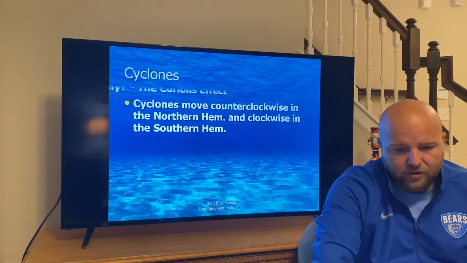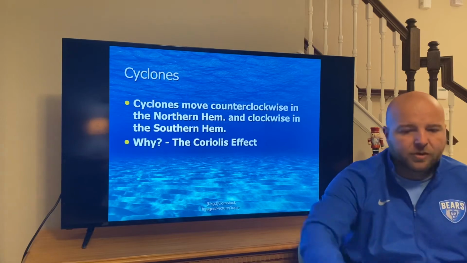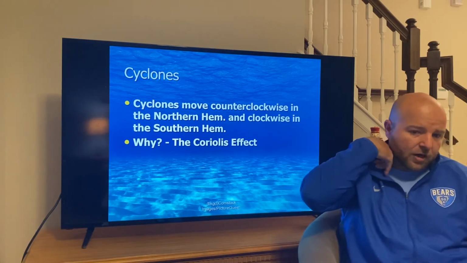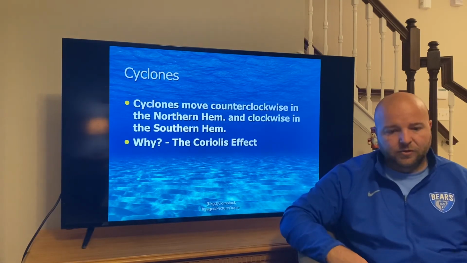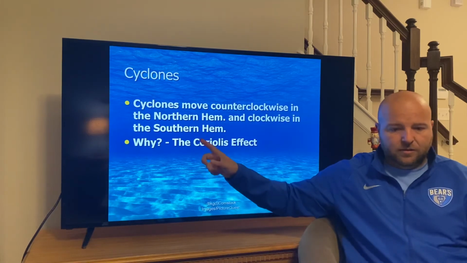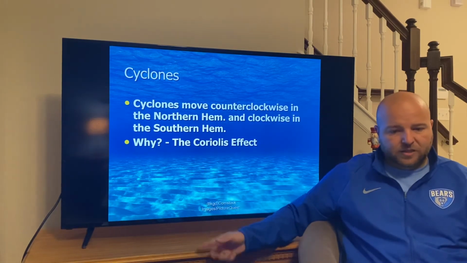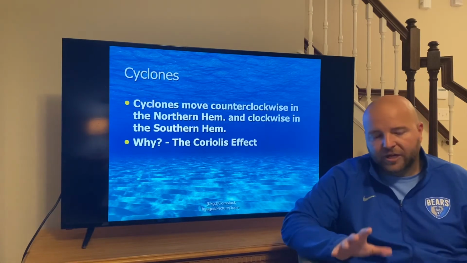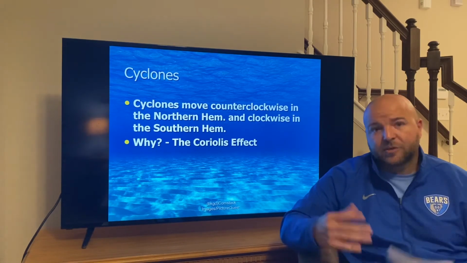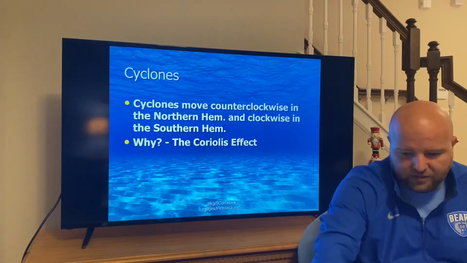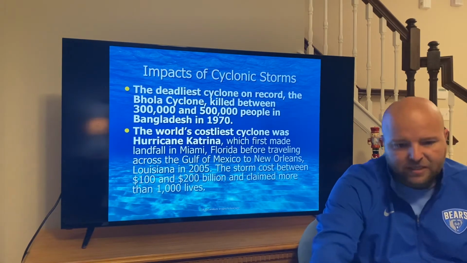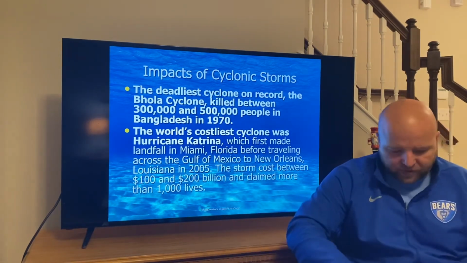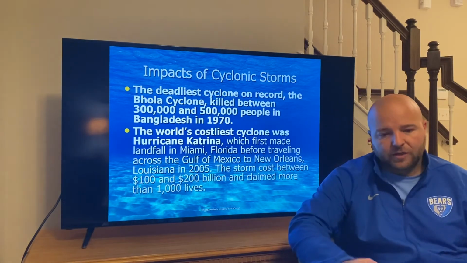All right, so a couple things here that we want you to note. Cyclones move counterclockwise in the northern hemisphere and clockwise in the southern hemisphere. And we're not going to go into detail of the mechanics of that. Just be aware that it's because of the Coriolis effect.